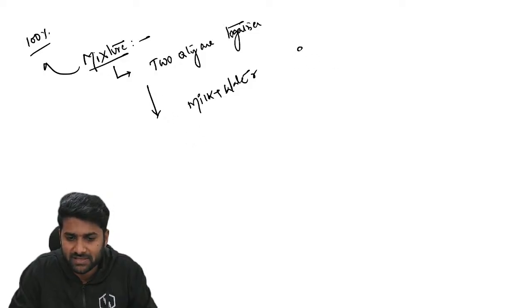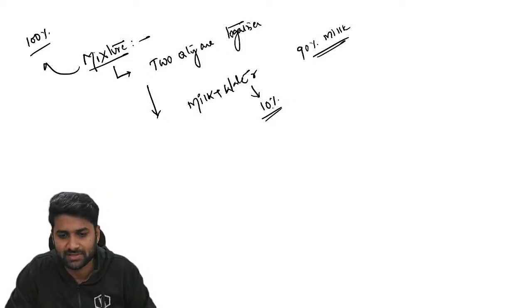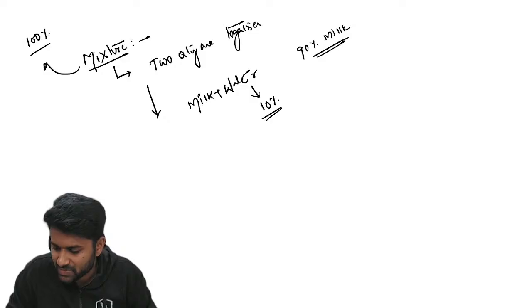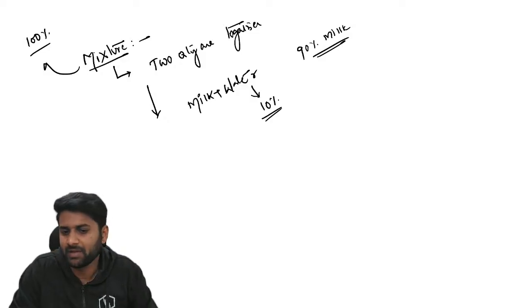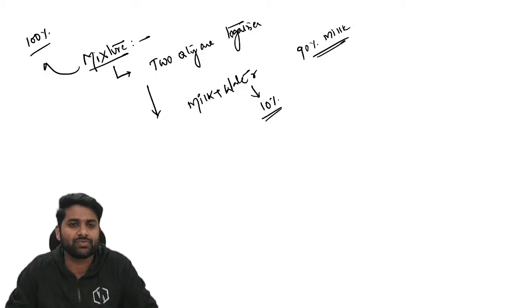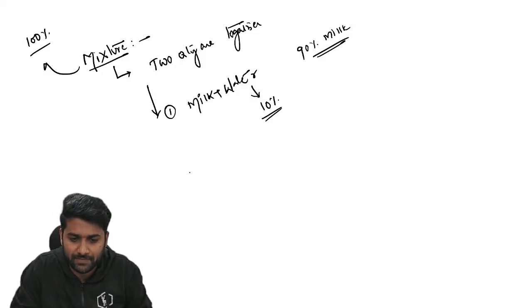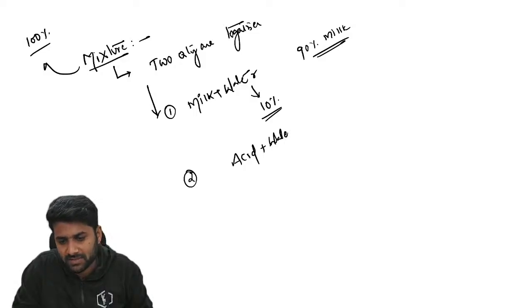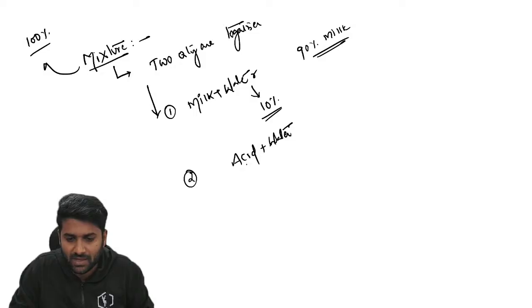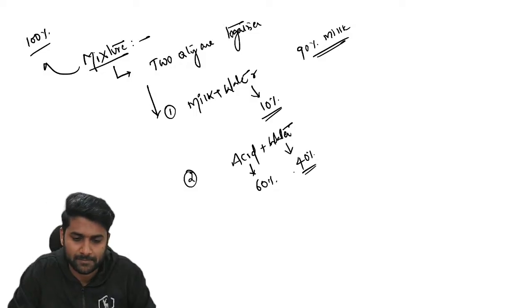Out of this mixture, for example, if 90% is milk, this concludes that the water concentration in that particular mixture is 10%. Whenever you see any data, try to separate that information. Let us take another condition: acid and water. In that mixture, if acid is 60%, how much water is left? So the water concentration is 40%.